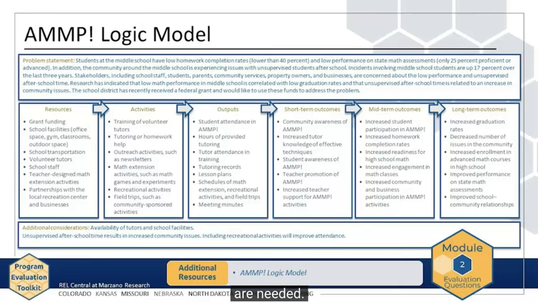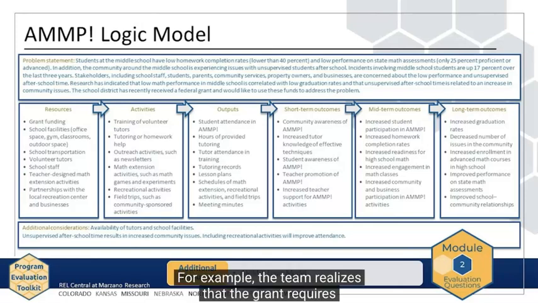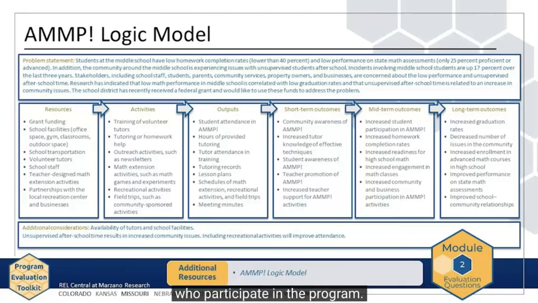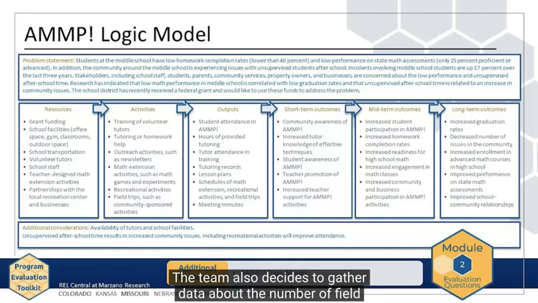The AMP evaluation team examines the developed questions and the logic model and decides that a few additional questions are needed. For example, the team realizes that the grant requires the team to report the total number of students who participate in the program. The team also decides to gather data about the number of field trips taken and about teacher promotion of AMP.